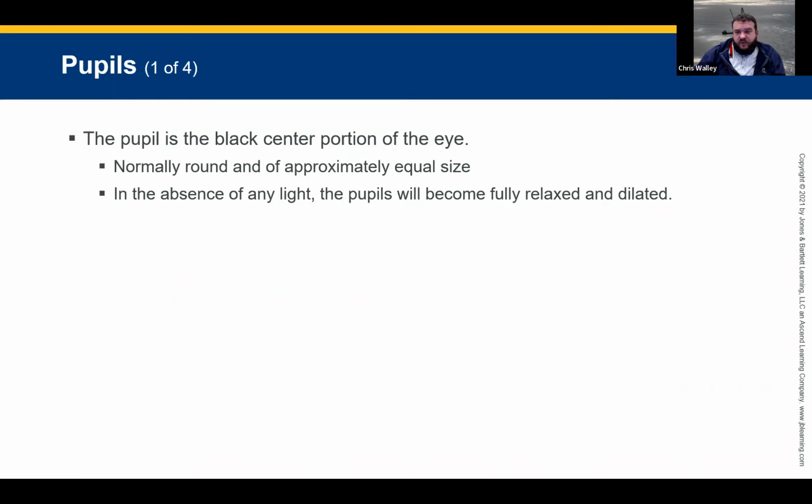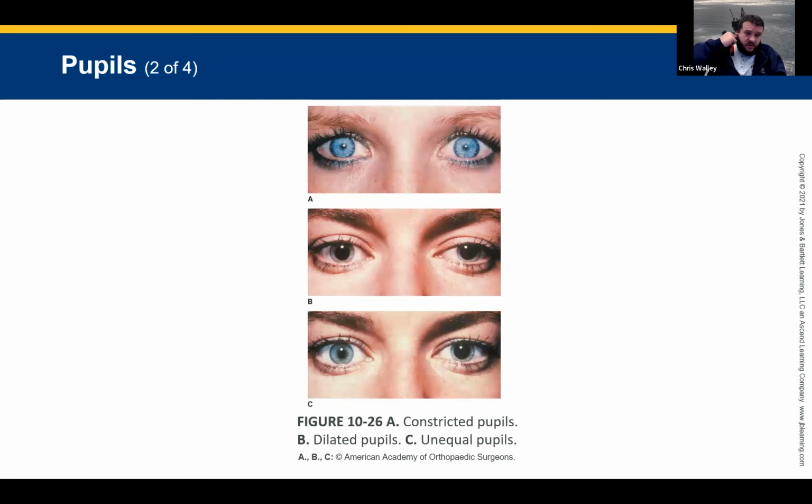The diameter and reactivity to light of the patient's pupils can reflect the status of the brain perfusion, oxygenation, and condition. In the absence of light, the pupils will become fully relaxed and dilated. So when you go to the eye doctor and they dilate your eyes, they want your eyes as big as they can get them. We want the center part to be as big as we can get it, and it helps us see further into your cornea. So here's some pictures.